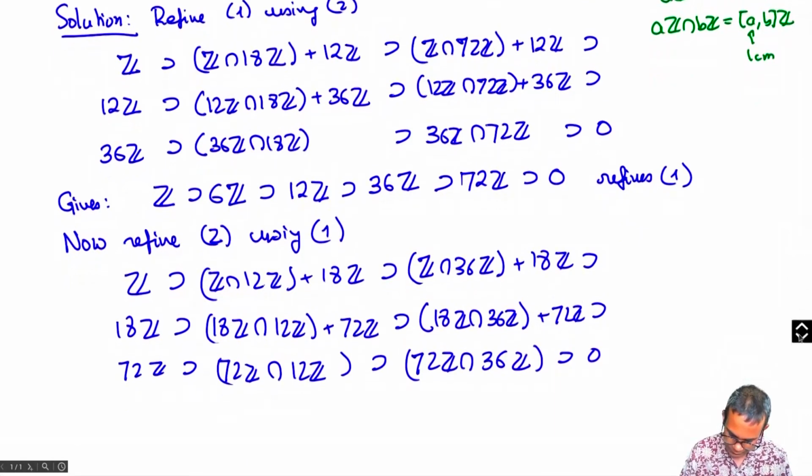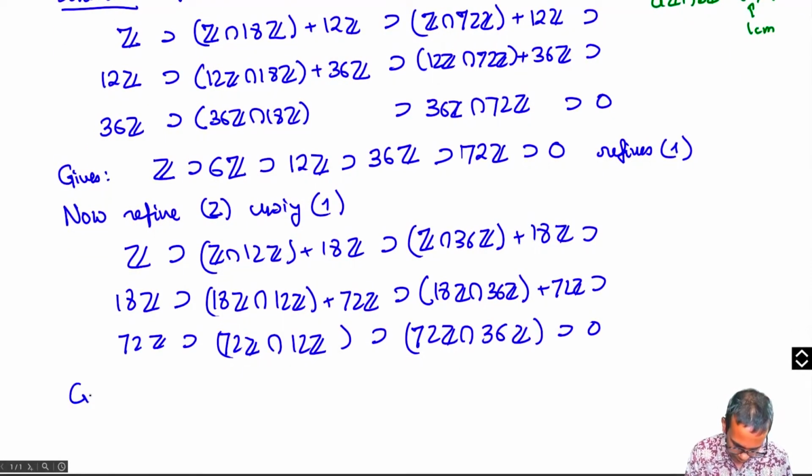So that's the series we get, and now simplifying it, we get Z contains, and here Z intersect 12Z is 12Z, and 12Z plus 18Z. So we have to look at the GCD of 12 and 18, which I believe is 6 again.